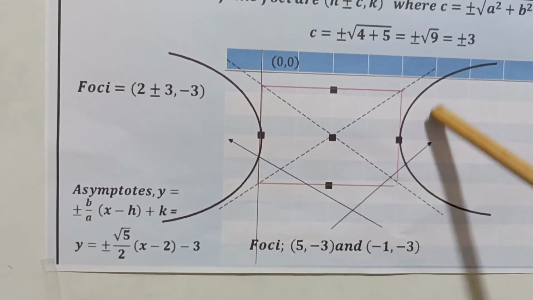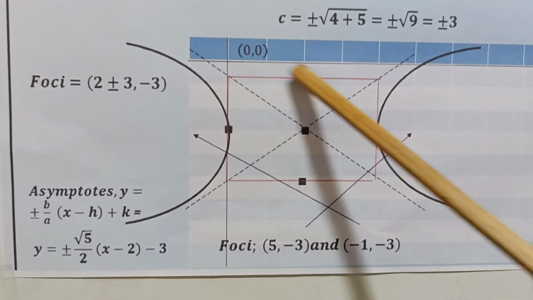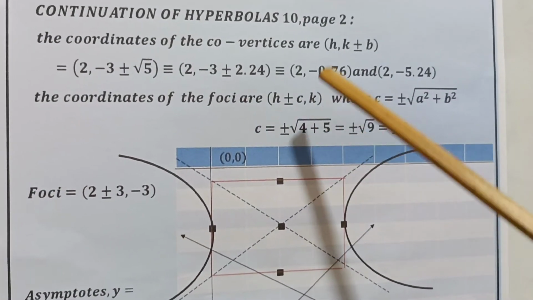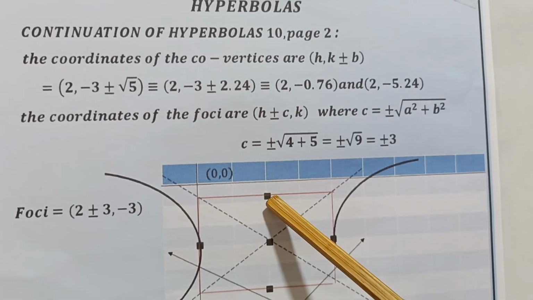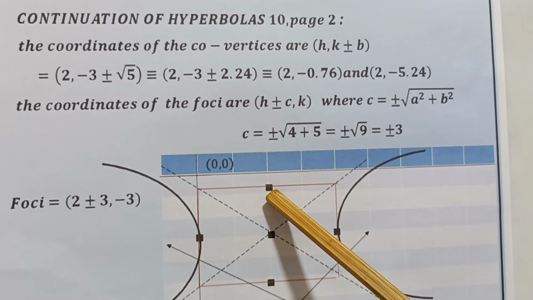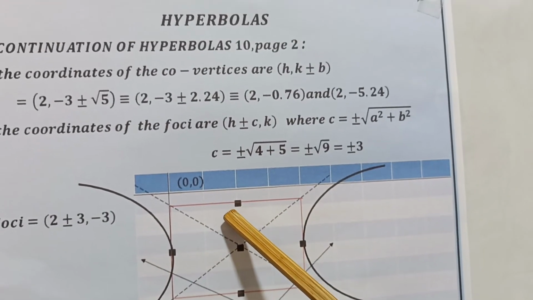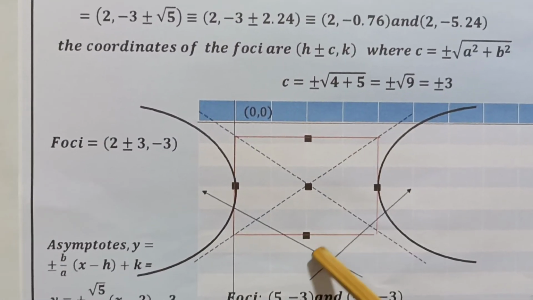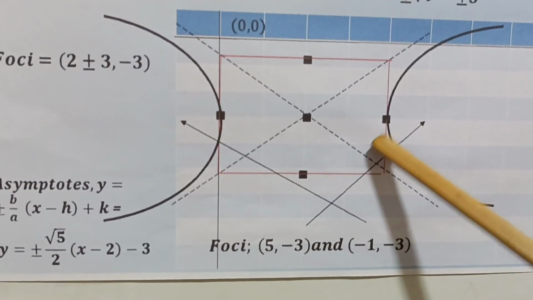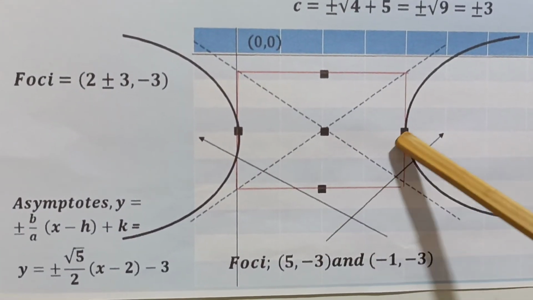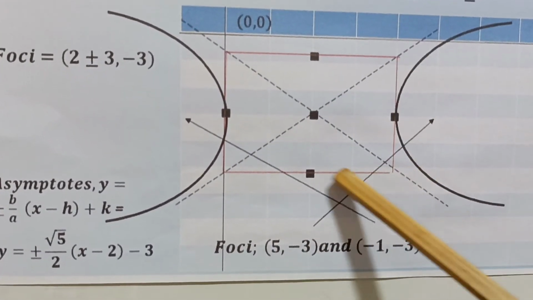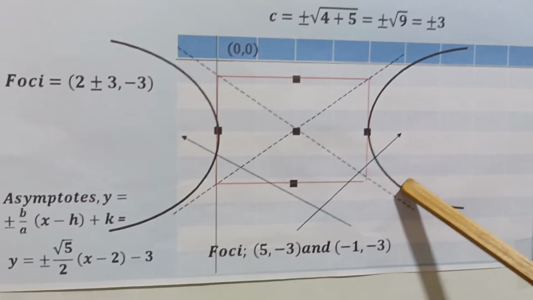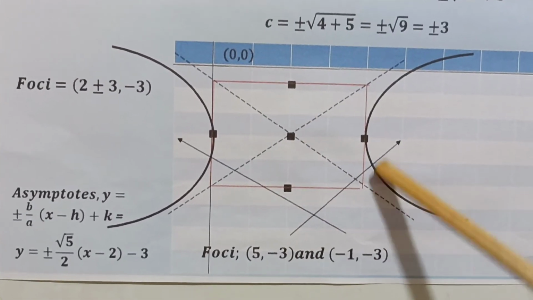So if we connect the vertices and the covertices, the covertices are 2 and negative 0.76, which is almost 1, and 2 and negative 5.24. Connecting all of these, we form this imaginary rectangle, and if we connect the opposite corners here, we form the asymptotes.